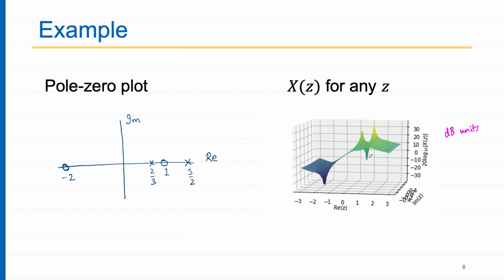You see exactly these are the zeros, and these are the poles where the value of X(z) shoots very high. If you look at the imaginary axis, it will be exactly 0 at these points, and the real axis will have the values which we obtained, plus 1 and minus 2 for the zeros. You can see minus 2 here and plus 1 here. So in this way, you can plot the surface of X(z).